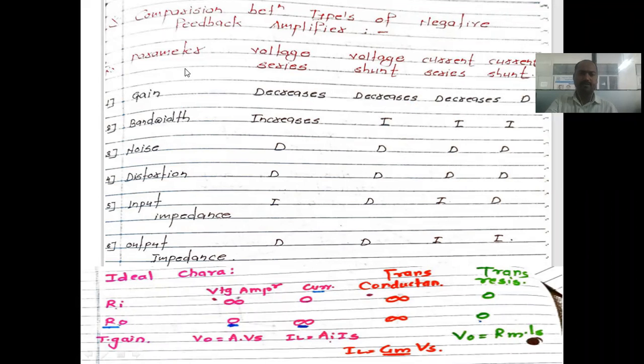See, we have seen another parameter, that is bandwidth. Bandwidth indicates the operating area, right? So in the case of voltage series feedback, it increases the bandwidth.